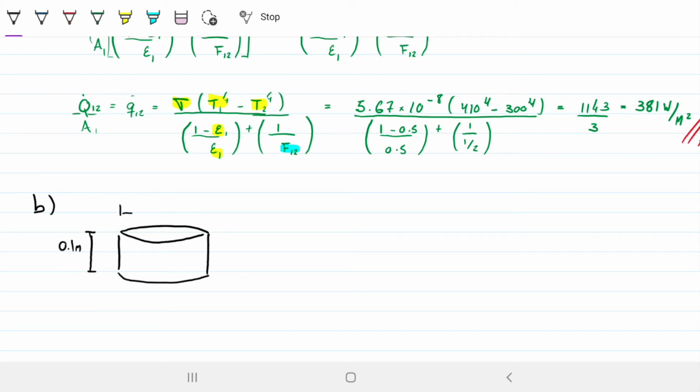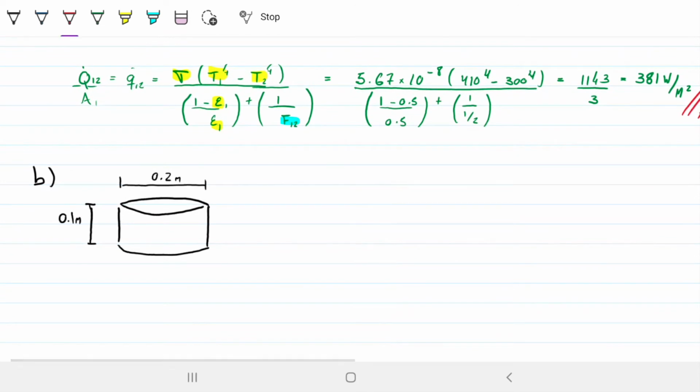And the diameter of the cylinder is 0.2. Okay, so we have a sort of fat cylinder. And then we have, again, we're going to call this surface 1. And the opening here is what we're going to call surface 2. Again, this is a circle.